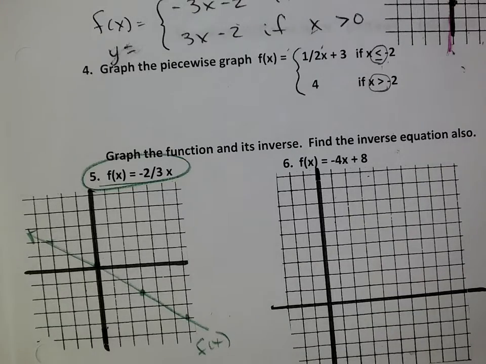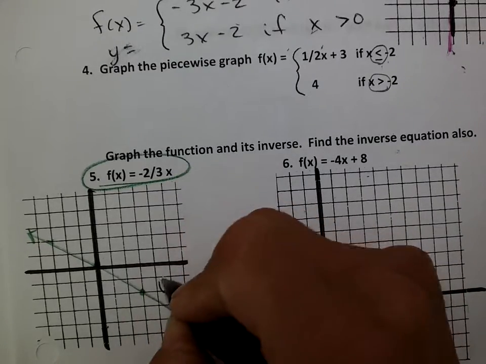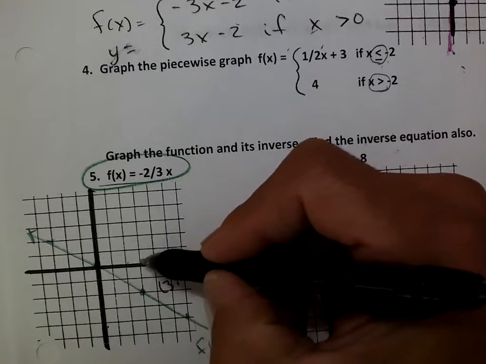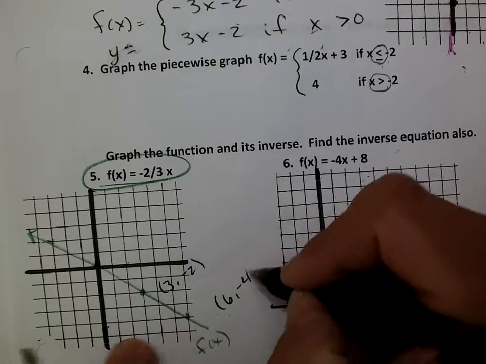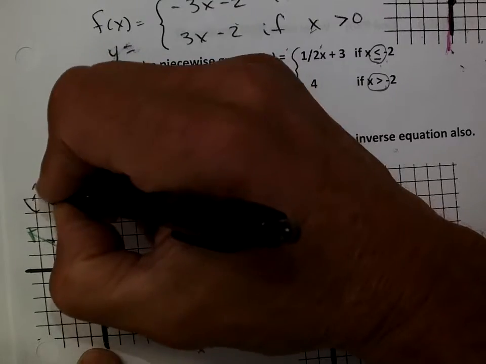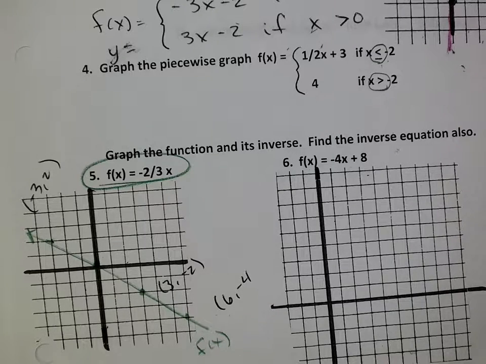Now there's a couple of ways to do this, and going point by point will work. So this is the point 3, -2. This is the point 6, -4. And this is the point -3, 2. If I want the inverse, all I have to do is switch those points around. This is a very easy way to get the inverse.